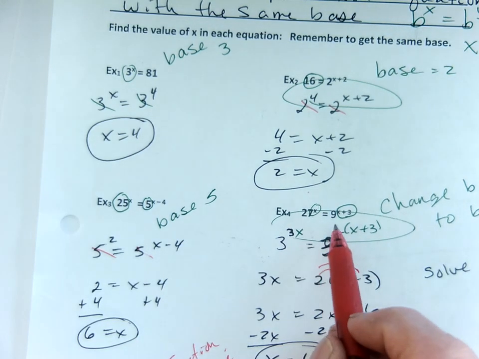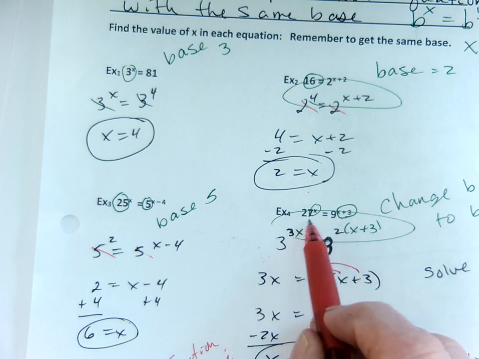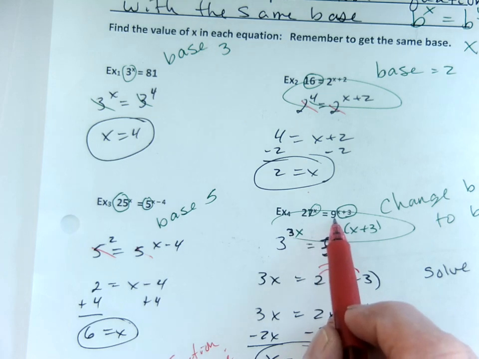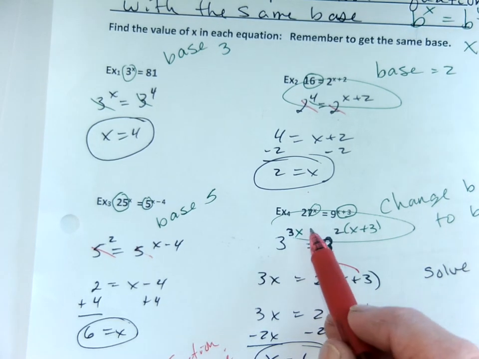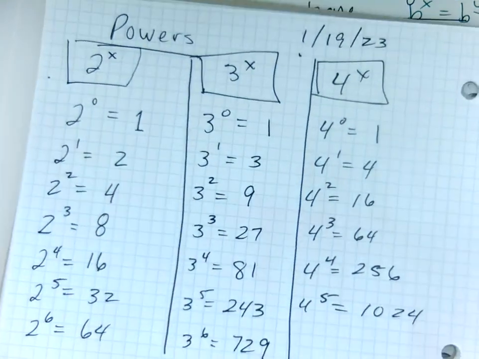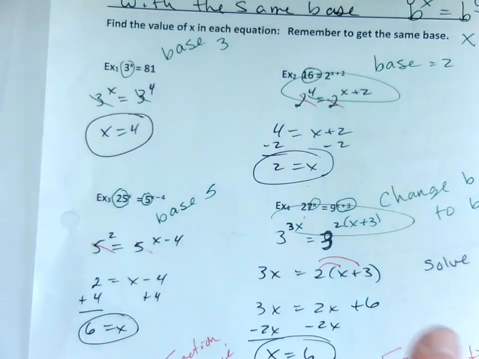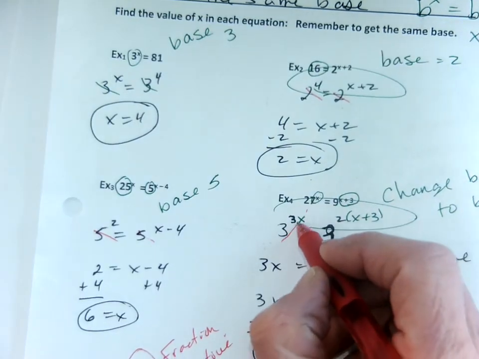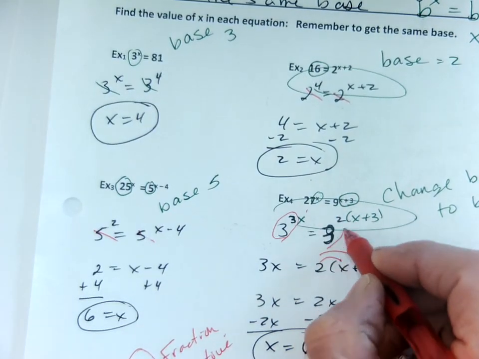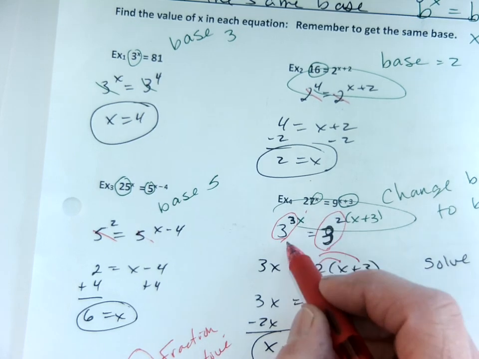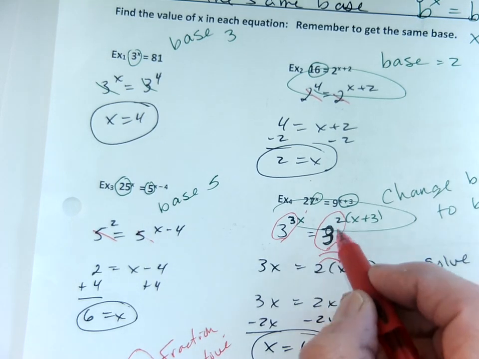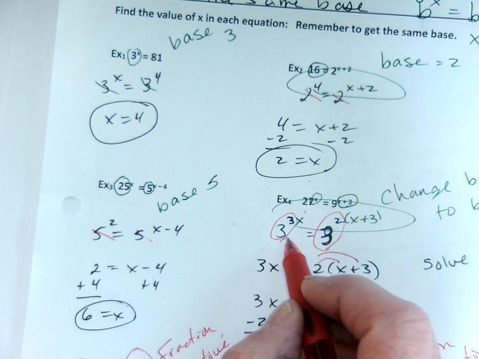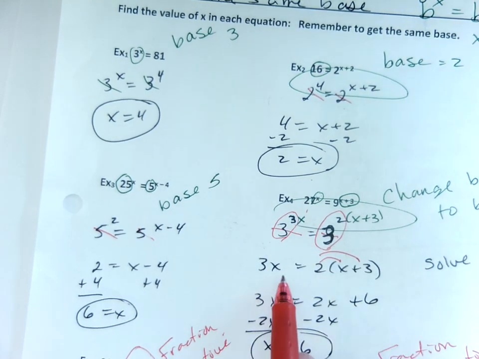Now 27 and 9. You can't make 27 into 9, so what you have to do is make them both into base 3. Change them both. 27 is 3 cubed, and of course 9 is 3 squared. Sorry, I said 27 was 3 squared, but 27 is 3 cubed. And then once I get the same bases, I cancel out the bases and just solve for x. I distributed, solved, and I got x equals 6.